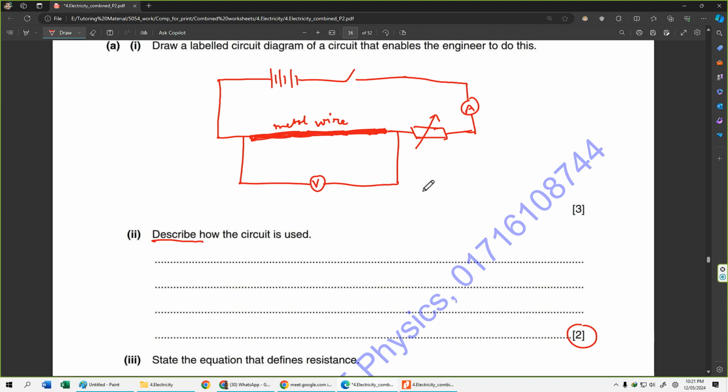We use the circuit as shown in the figure, full stop. Closing the switch, how the circuit is used. The switch is closed, comma, ammeter and voltmeter readings are recorded.